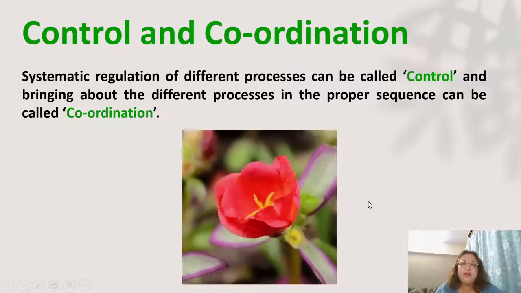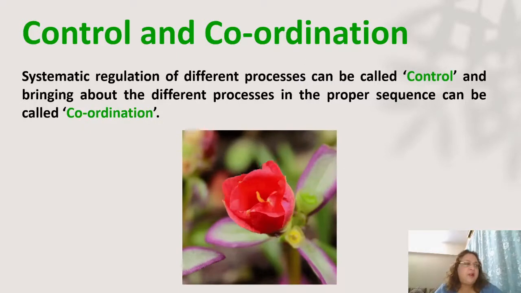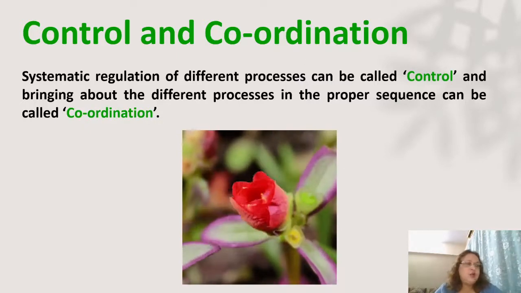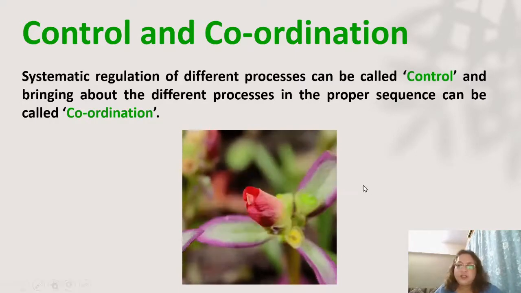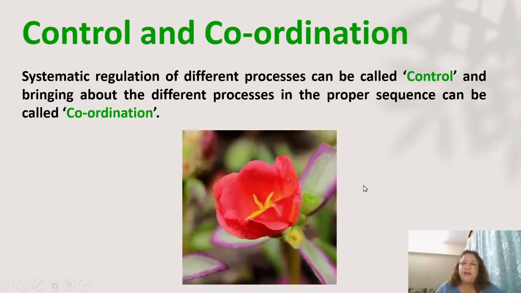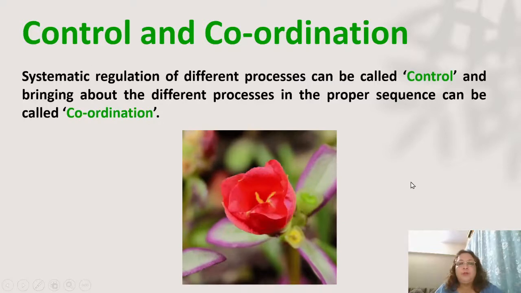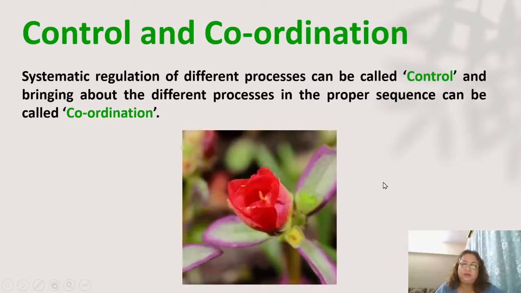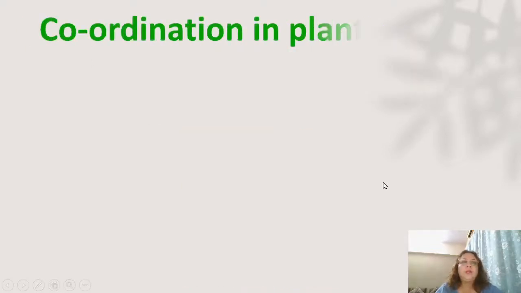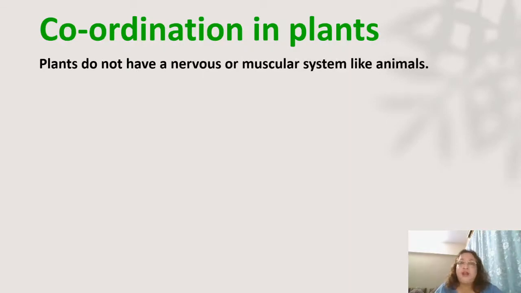If you see the bud blossoming into a flower, the process is controlled and very well coordinated. No outside stimulus is needed. From within, that bud blooms or blossoms into a flower. Coordination in plants is different than that in animals. Plants do not have a nervous system or a muscular system like how animals have.